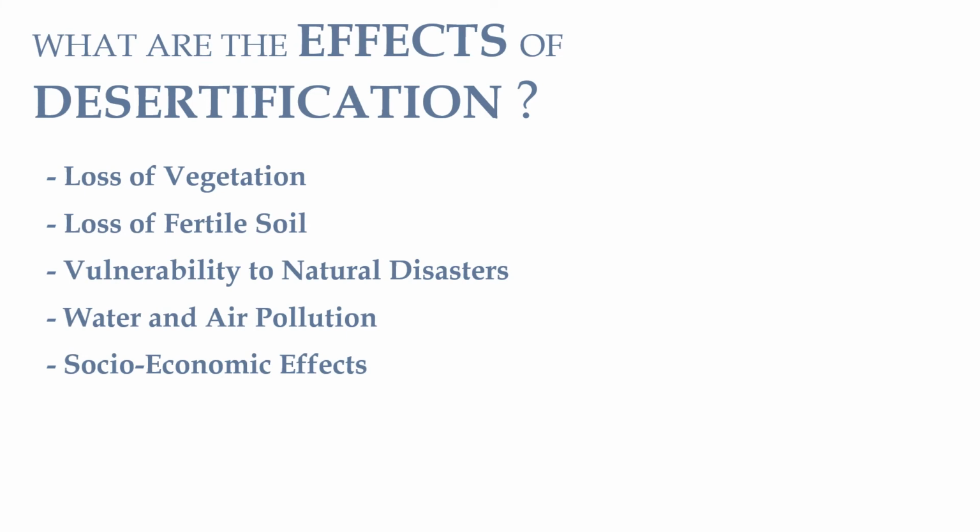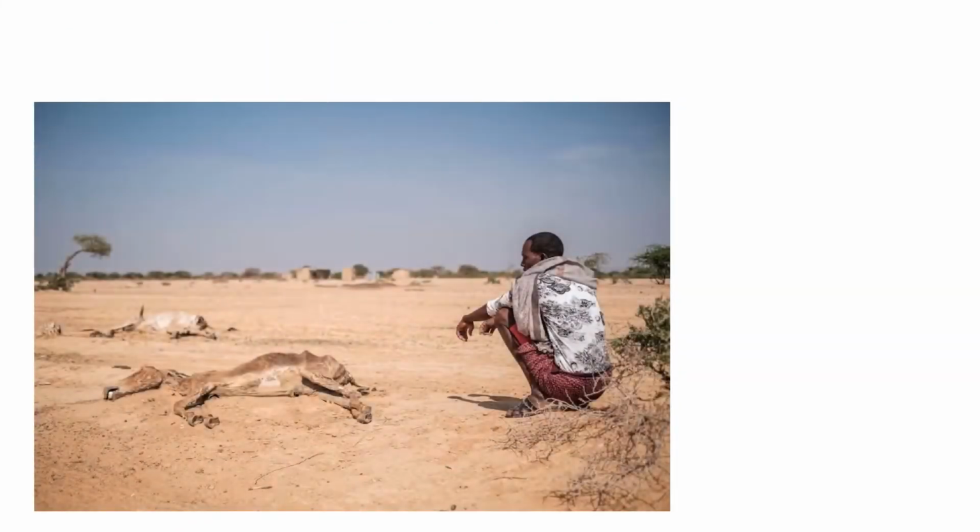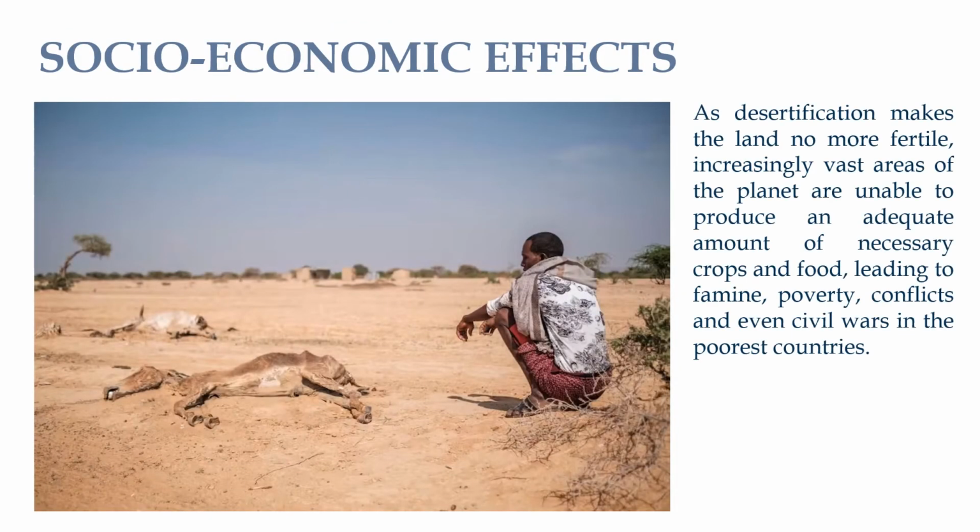Socio-economic effects. As desertification makes the land no more fertile, increasingly vast areas of the planet are unable to produce an adequate amount of necessary crops and food, leading to famine, poverty, conflicts, and even civil wars in the poorest countries.